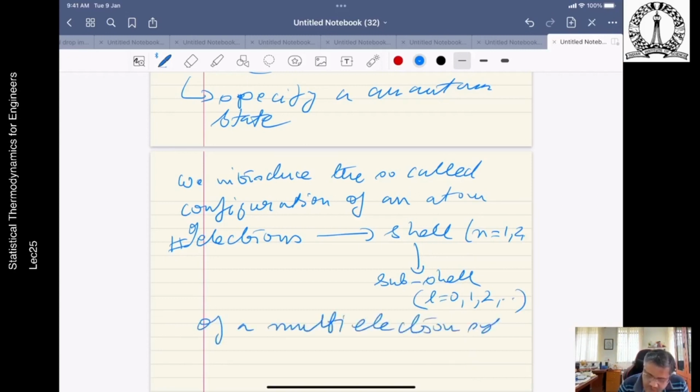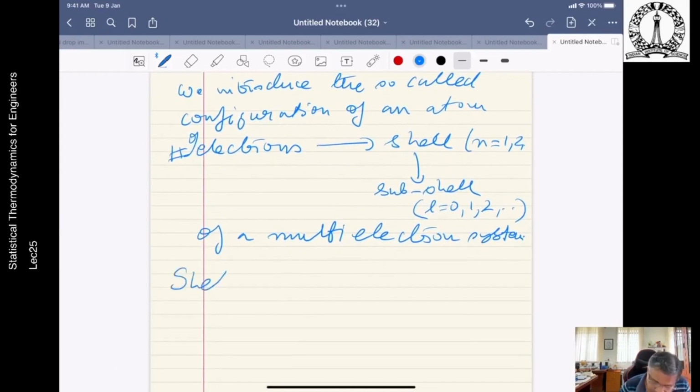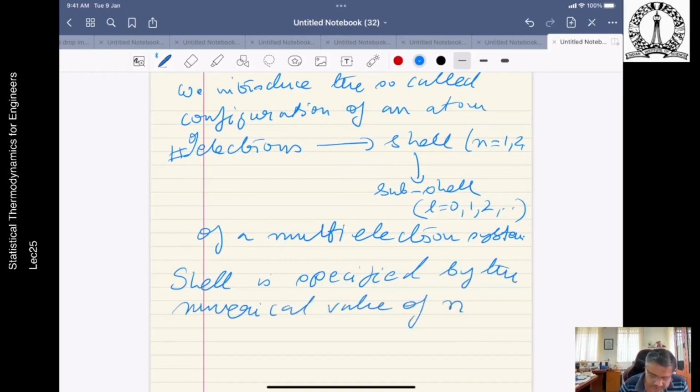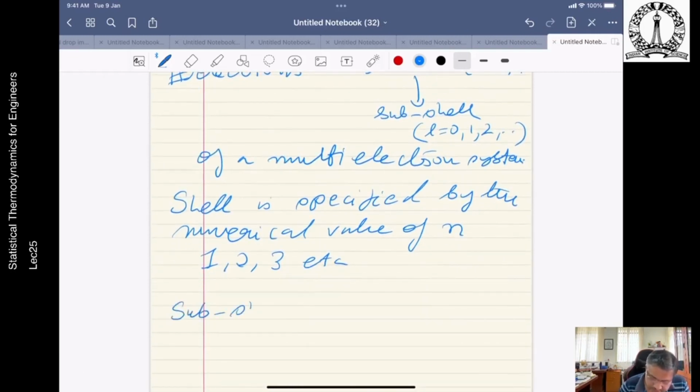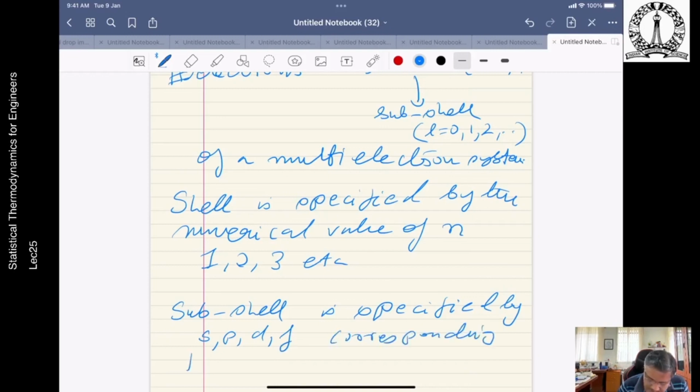Electron system. Okay, the shell is specified by the numerical value of n, which is basically 1, 2, 3, etc. The subshell, which is the orbital quantum number, is specified by s, p, d, f, corresponding to L equal to 0, 1, 2, 3.